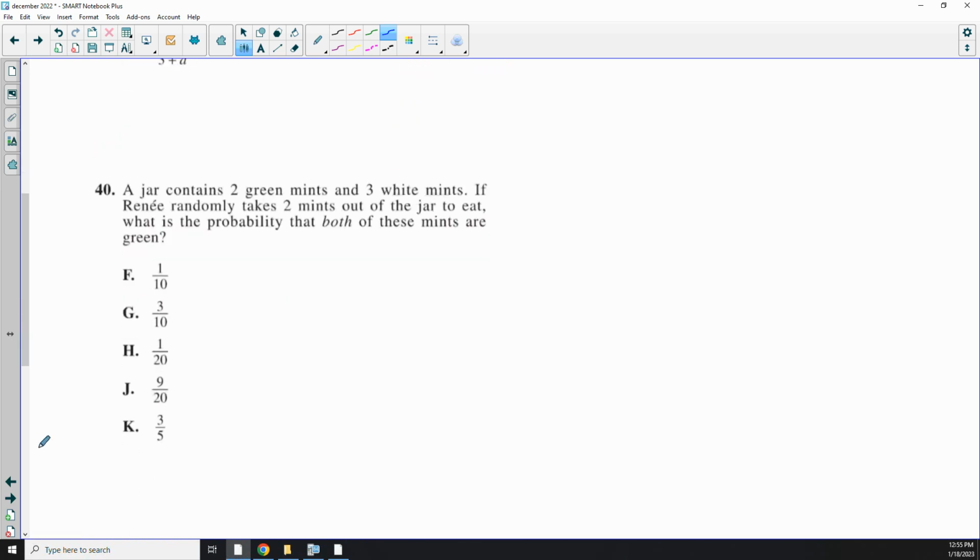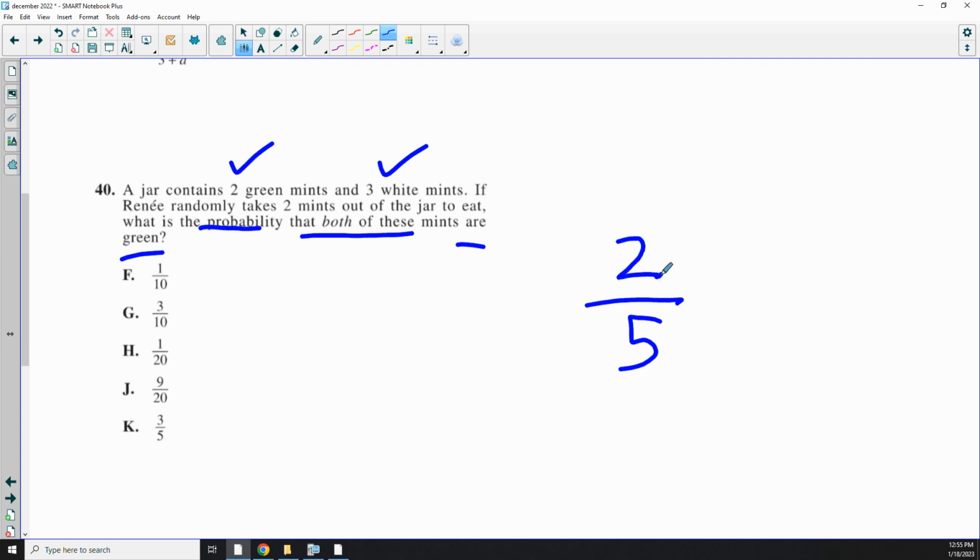Top probability here. I've got to select 2 mints. I got to do it in separate picks. How many mints are there? 5. There are 2 greens and 3 whites. And I need to pick a green. So how many greens are there? There are 2 greens out of the 5 mints.